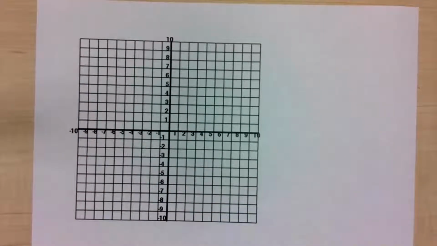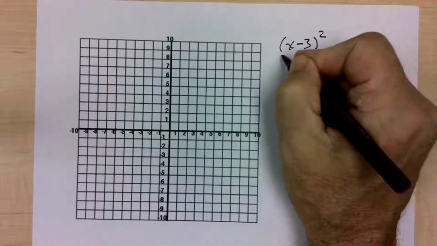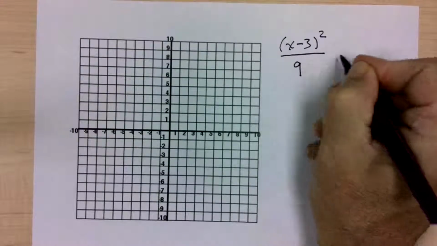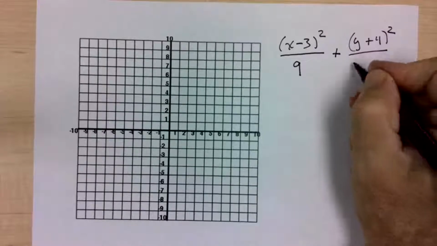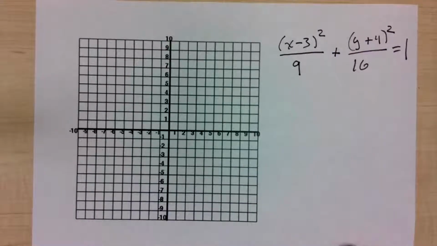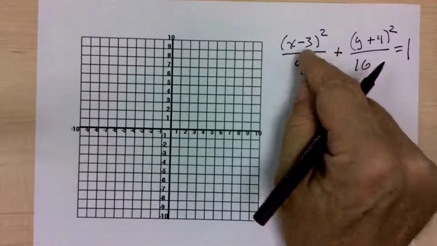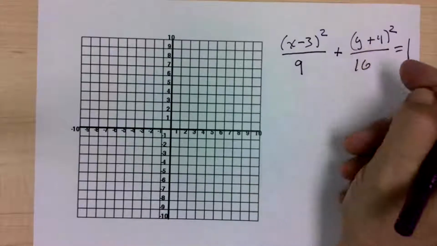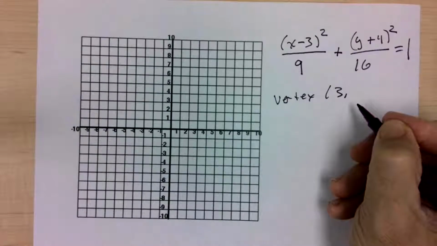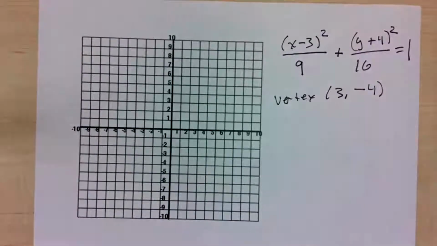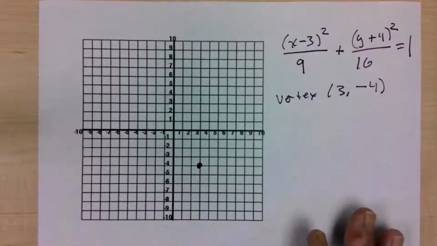So if I have a situation like this, like x minus 3 squared over 9 plus y plus 4 squared over 16 equals 1. Our vertex this time is what x do I need to have this behave like a 0? And that would have to be 3. What y do I need to have this behave like a 0? That would be -4. So my vertex here is the x value is going to be 3. The y value is going to be -4. So let's go ahead and put that in. 1, 2, 3, 4. So that's our vertex.